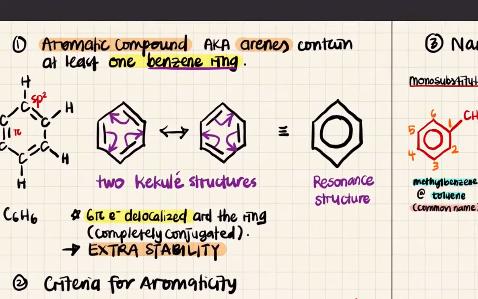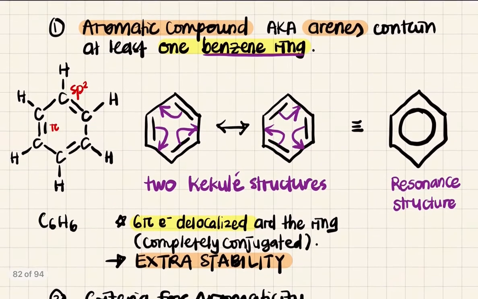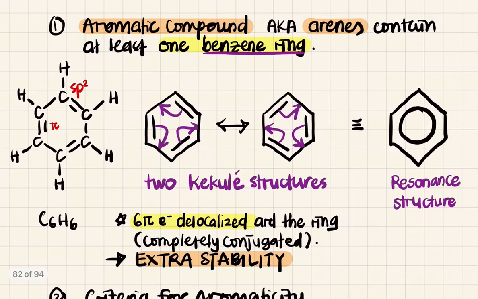So what is aromatic and what is aromaticity? So aromatic compounds atau arenes, they contain at least one benzene ring. So maksudnya aromatic compounds tu banyaklah lagi, bukan benzene saja. Okay, aromatic, kalau awak fikirkan, aromatic is when something smells nice. Okay, so first we're going to look at our benzene ring.